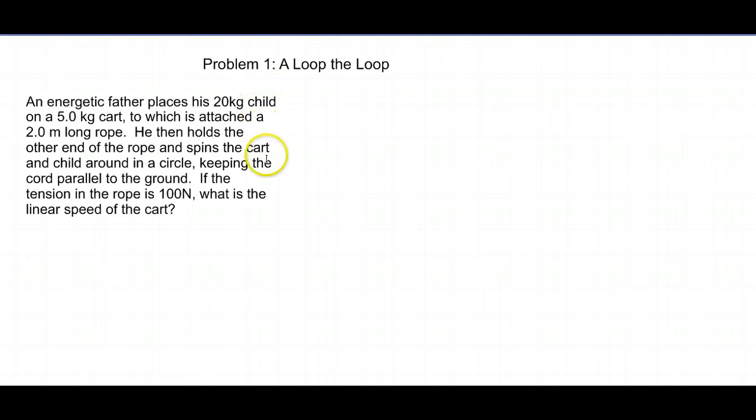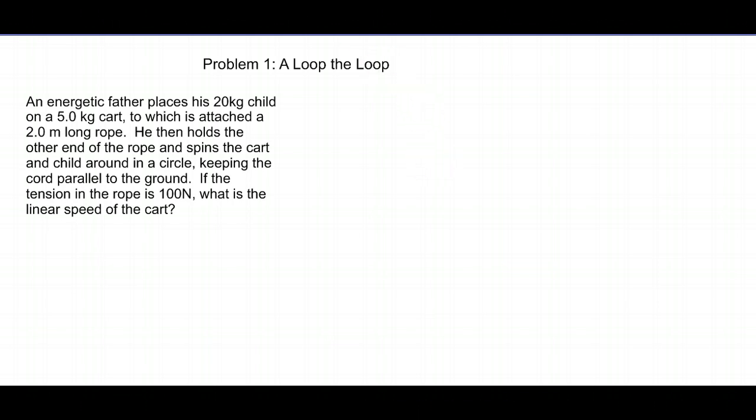So the first problem is a loop-the-loop. We have an energetic father who places his 20-kilogram child on a 5-kilogram cart, which is attached to a 2-meter long rope. He then holds the other end of the rope and spins the cart and child around the circle, keeping the cord parallel to the ground. That is very important, that it's parallel to the ground. If the tension in the rope is 100 newtons, what is the linear speed of the cart?